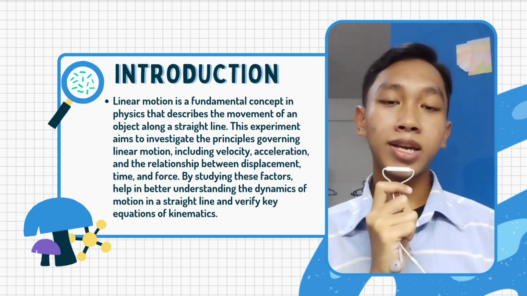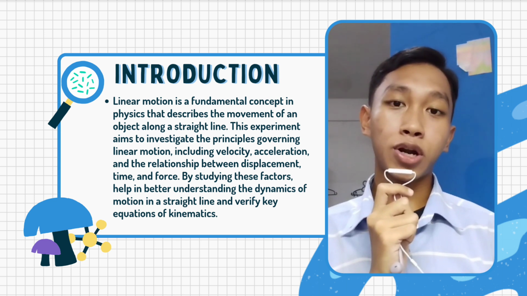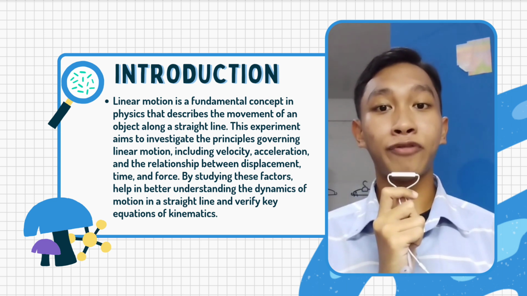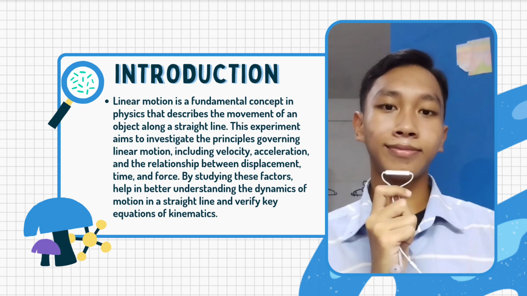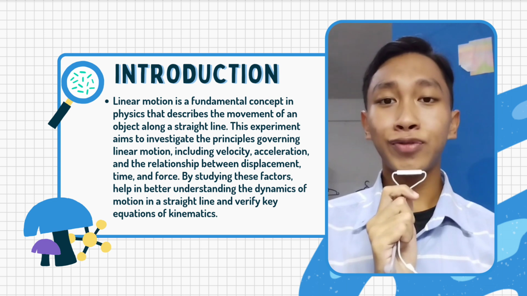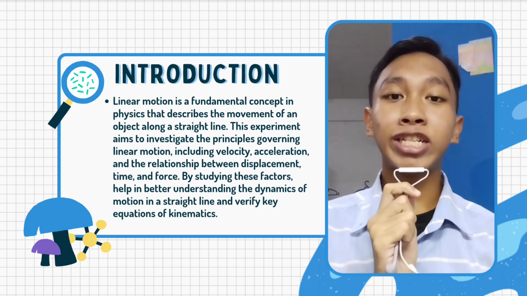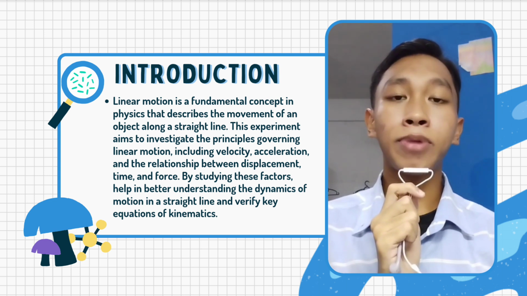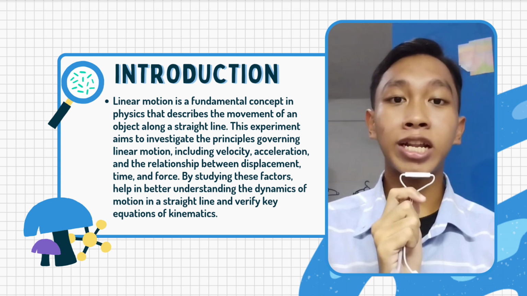So in this video, me and my group members are going to explain our laboratory experiment, experiment 4, which is linear motion. So let's start with the introduction. As physicists, we need to know that linear motion is a fundamental concept in physics that describes any movement of an object along a straight line.